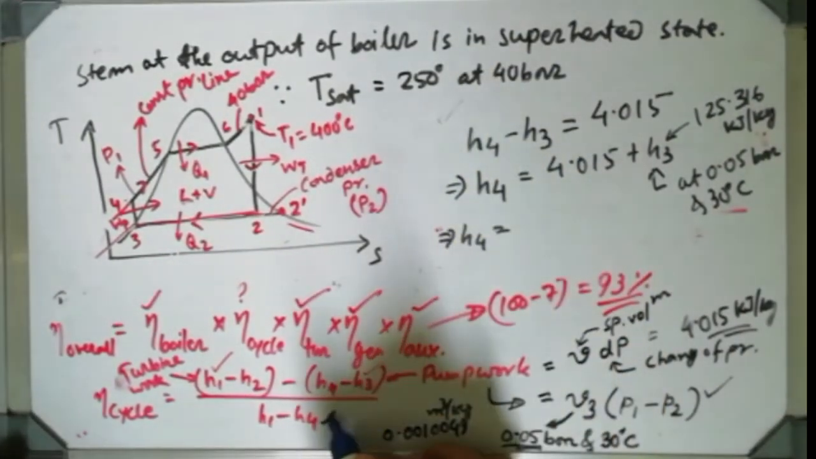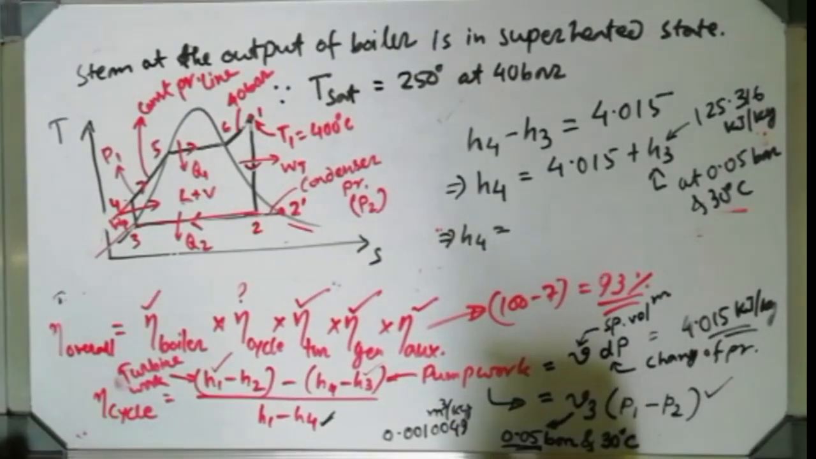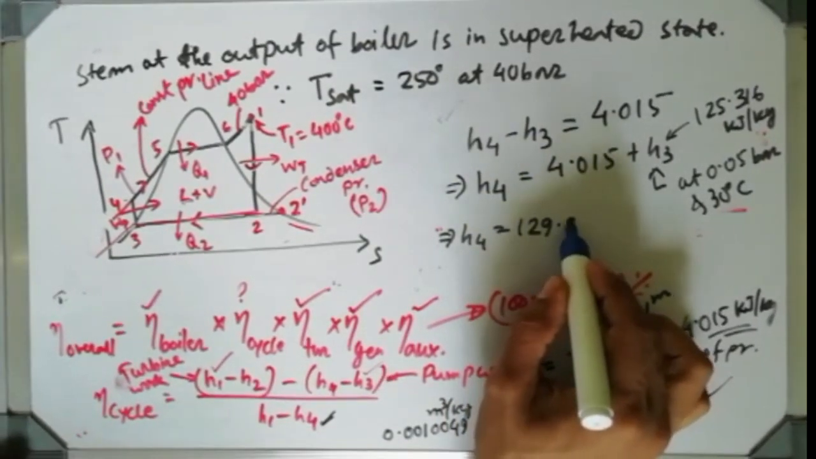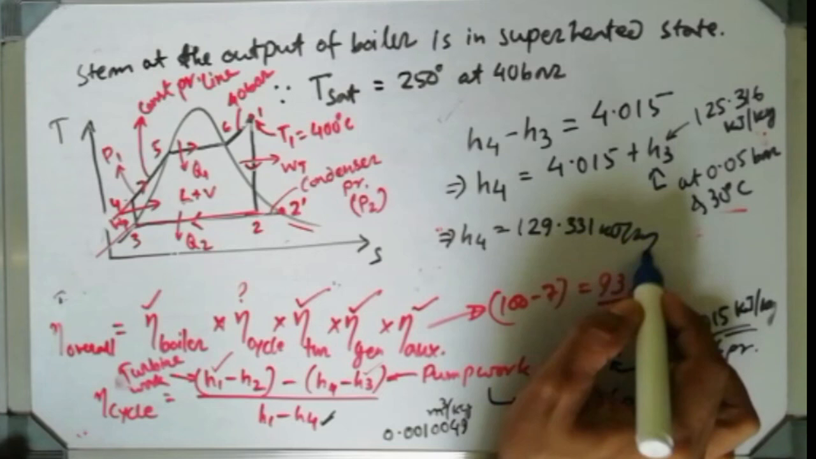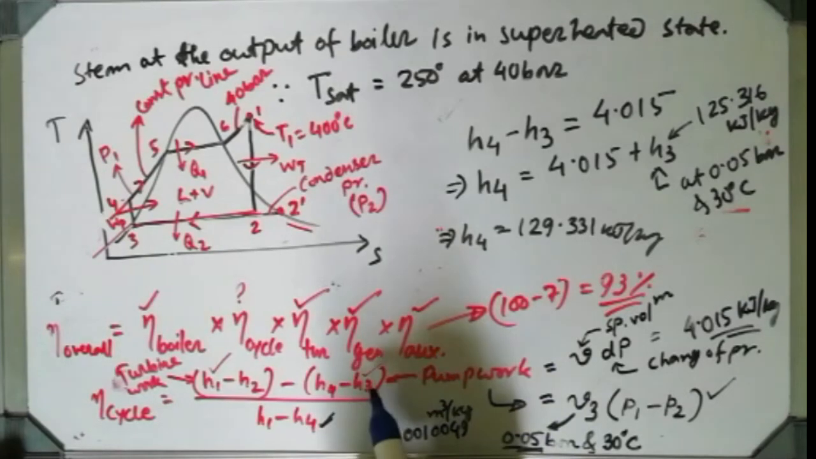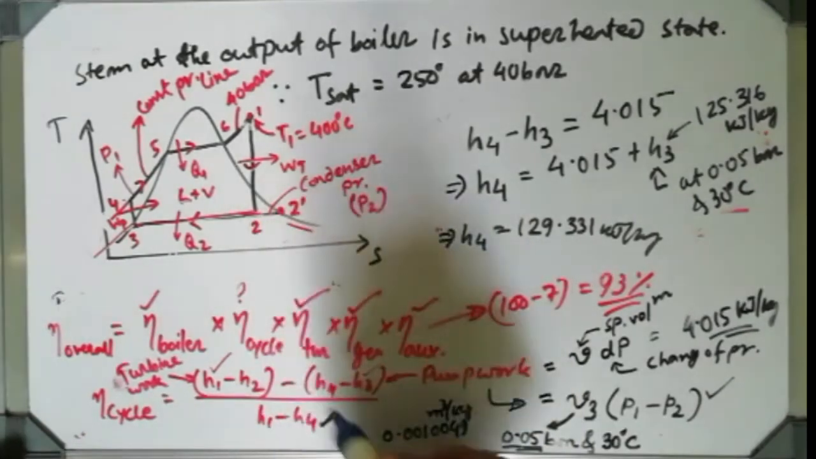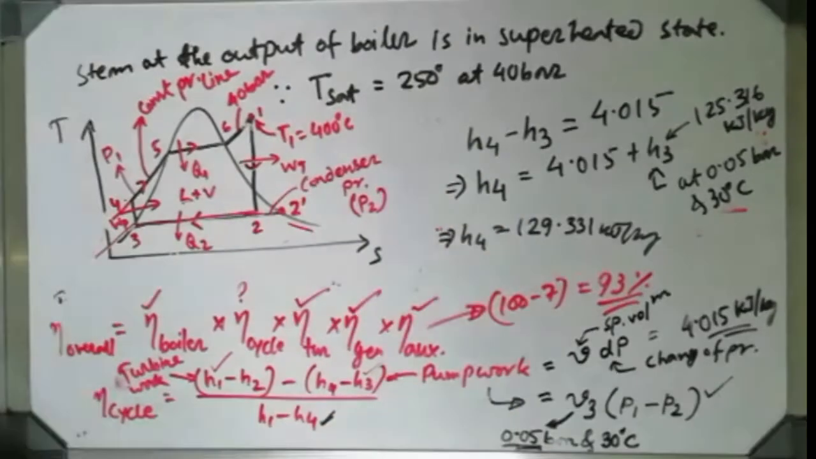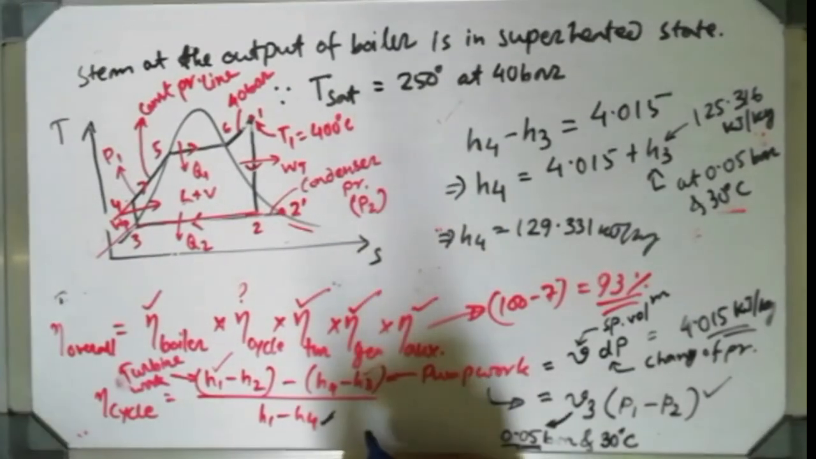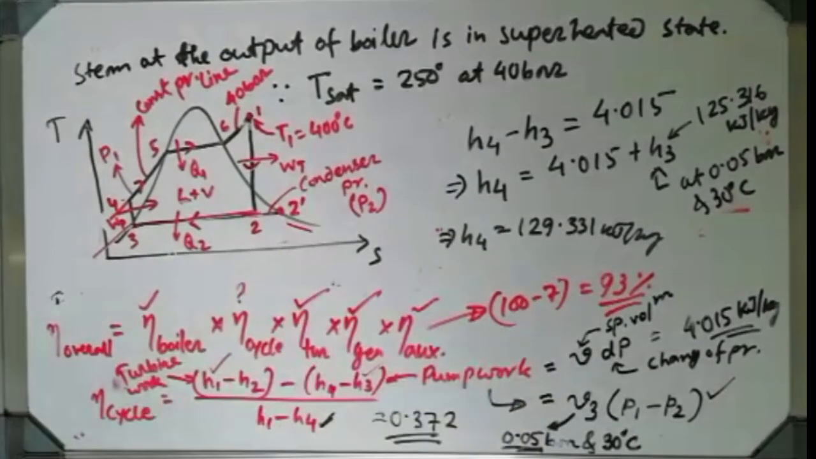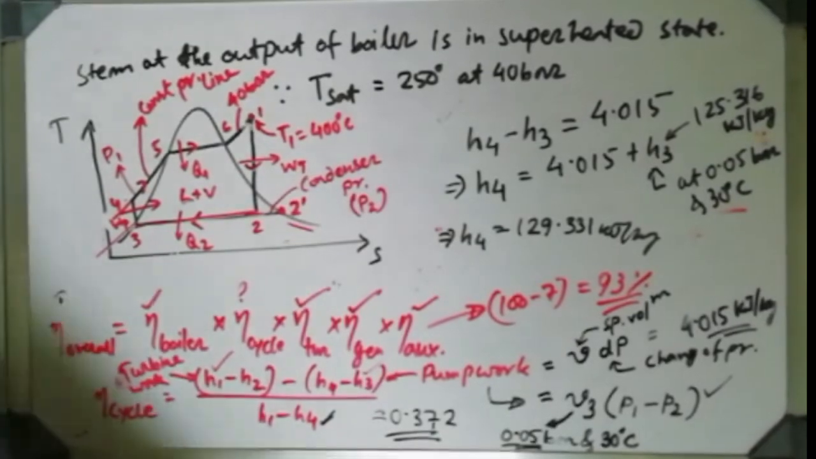Why am I finding H4? Because H4 is needed. So final H4 is coming 129.331 kilojoule per kg. Now see H1, H2, H4, H3. H3 is not actually needed here, but still H3 is also available for you. Put all those values over there, find the eta cycle from there, and I am getting the eta cycle as 37.2%, or rather say 0.372. That is the eta cycle after putting all those enthalpies over there.